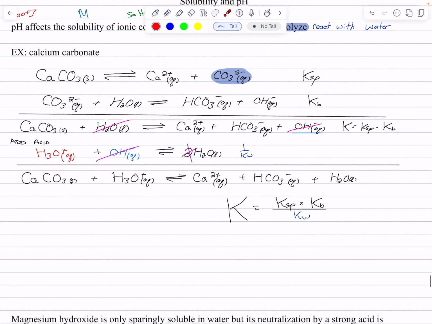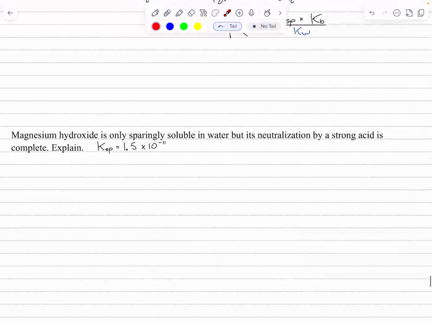Another example of this stuff. Magnesium hydroxide is only sparingly soluble in water, but its neutralization by a strong acid is complete. Explain, why is this the case? What's going on here? If we look at magnesium hydroxide, first of all, magnesium is Mg 2 plus, hydroxide is OH minus. Strong acid, we're just going to put H3O plus. Let's just assume it's HCl, but we're just going to put H3O plus. It doesn't matter.